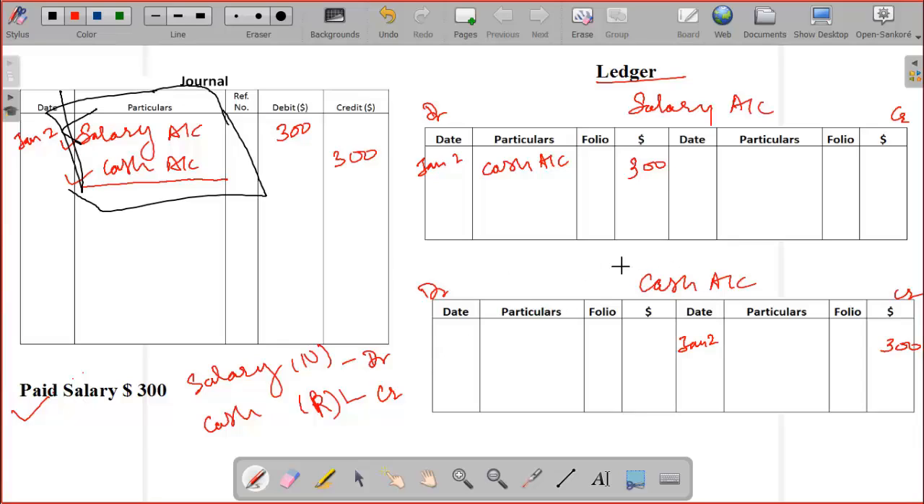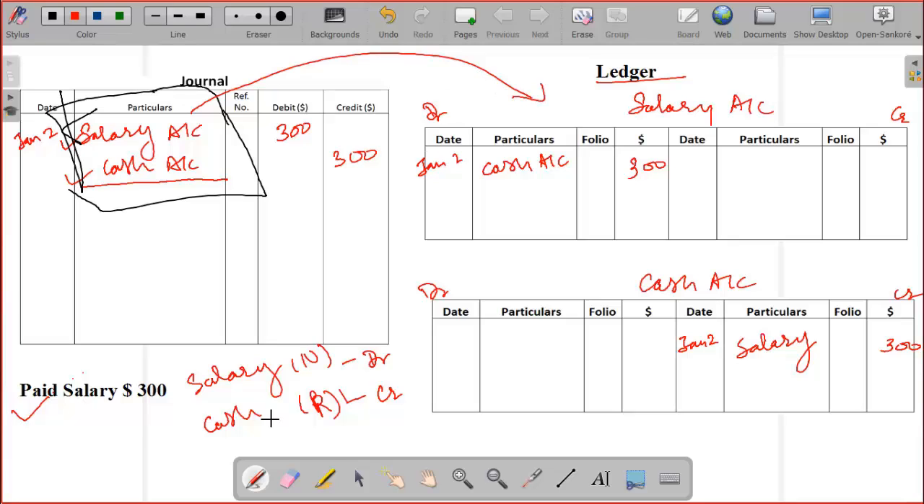And we will write the name of the opposite account. Which one is the opposite account to cash? Salary. So we will write the name of this opposite account, salary. Understood? Okay, so understood how to transfer entries from the journal to the ledger?